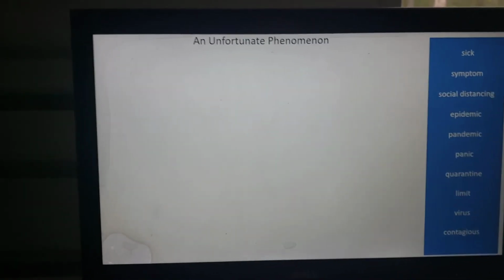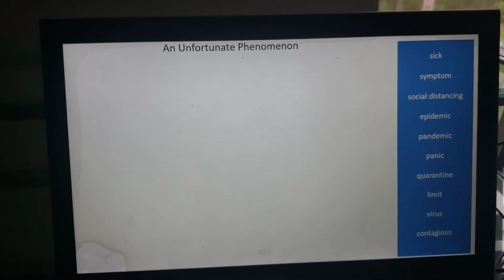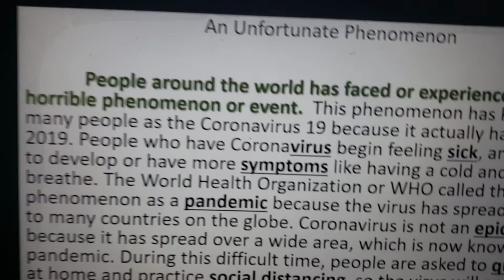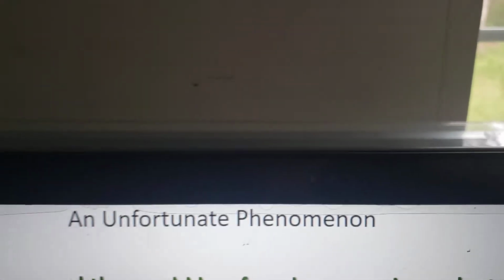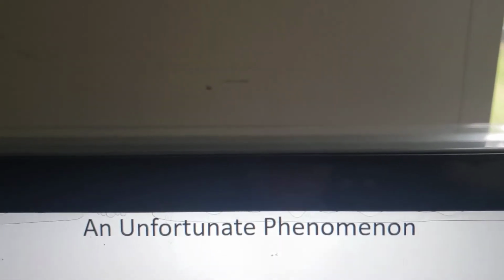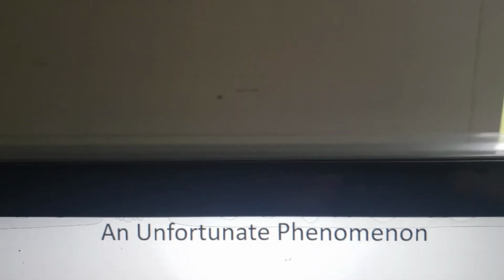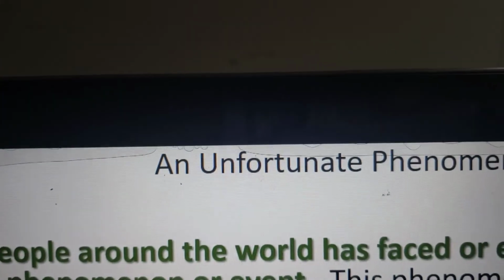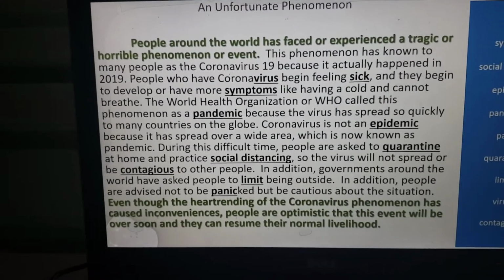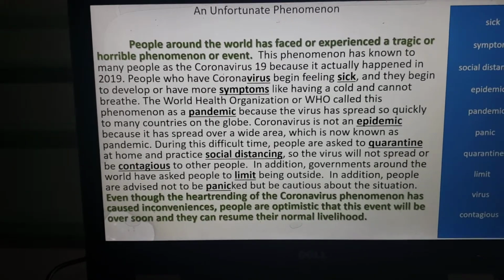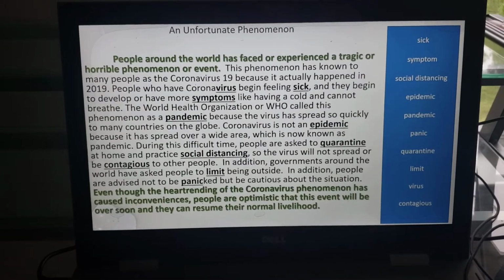Now, I have put these words into a paragraph and see if you can practice writing a paragraph similar to mine. So I titled this story An Unfortunate Phenomenon. A phenomenon is an event when something really bad or something really good can happen to people. In the situation of coronavirus, this phenomenon is unfortunate. Unfortunate means it's bad, it's unlucky. Okay, so I'm going to read the story for you and look at the vocabulary words and see how I use the words in context with the story.